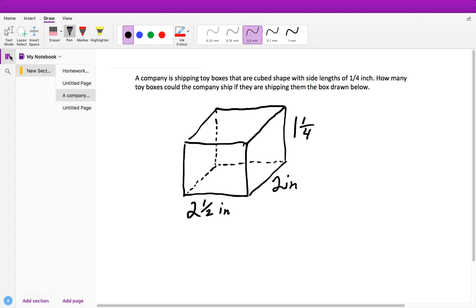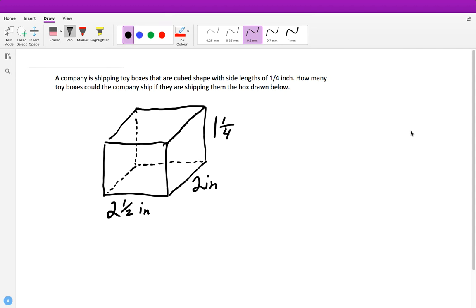All right, so now what we can do is a company is shipping toy boxes that are cube shaped with side lengths of 1/4 inch. How many toy boxes could the company ship if they're shipping them in the box shape below?